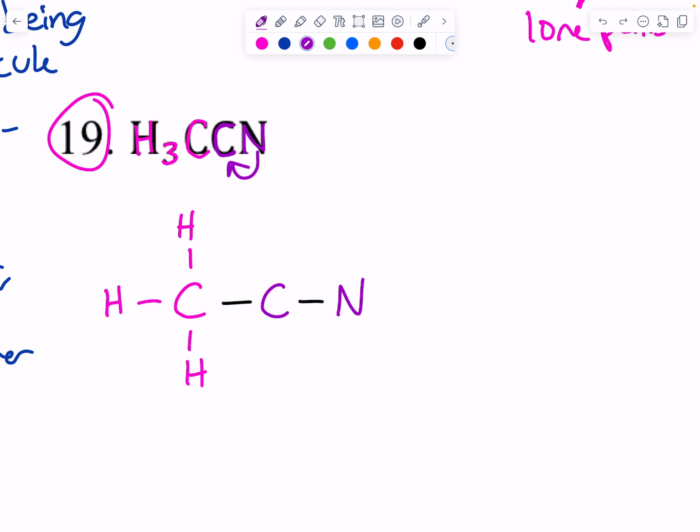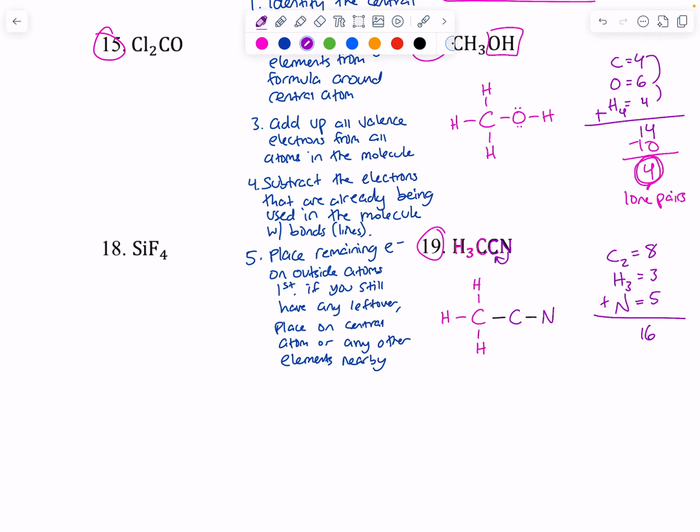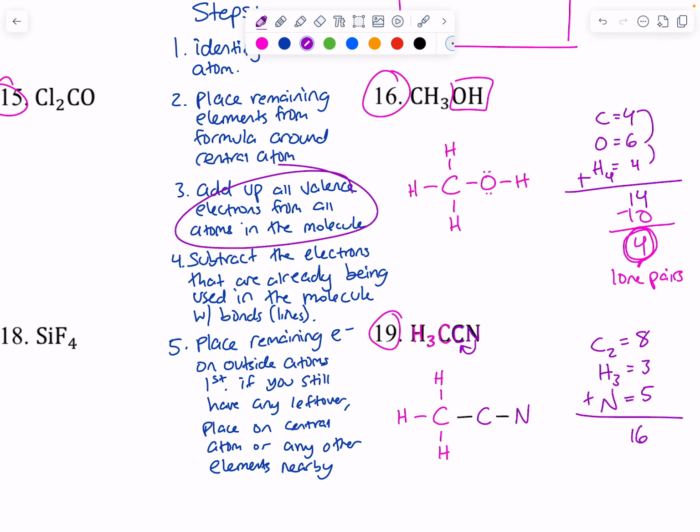Okay, so let's start off. We have 2 carbons. Those 2 carbons have 4 each, giving me a total of 8. I have 3 hydrogens, 1 each, giving me a total of 3, and 1 nitrogen, giving me a total of 5. When I add these all up together, I get 8 plus 3, 9, 10, 11, plus 5, 16. There we go, 16. So we added up all of our electrons that were already in the formula.